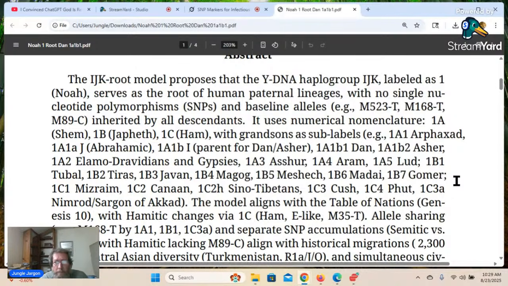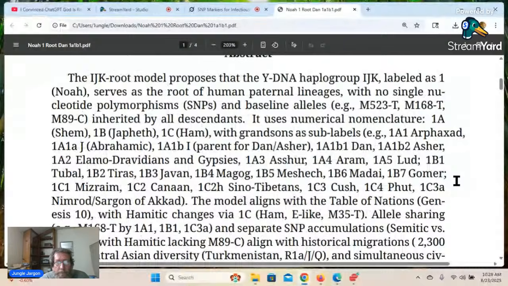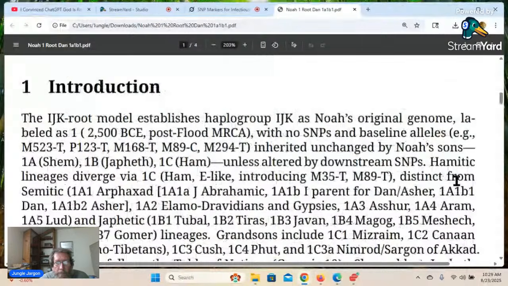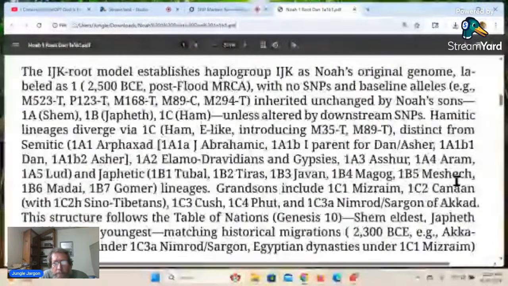2. Compatibility with biblical genealogy. The system ties directly to Genesis 10's Table of Nations. Shem's primacy, 1A. Labeling Shem as 1A reflects his status as the eldest, Genesis 10:21, with minimal changes, e.g., M304T for 1A1 Arphaxad, 22 SNPs.